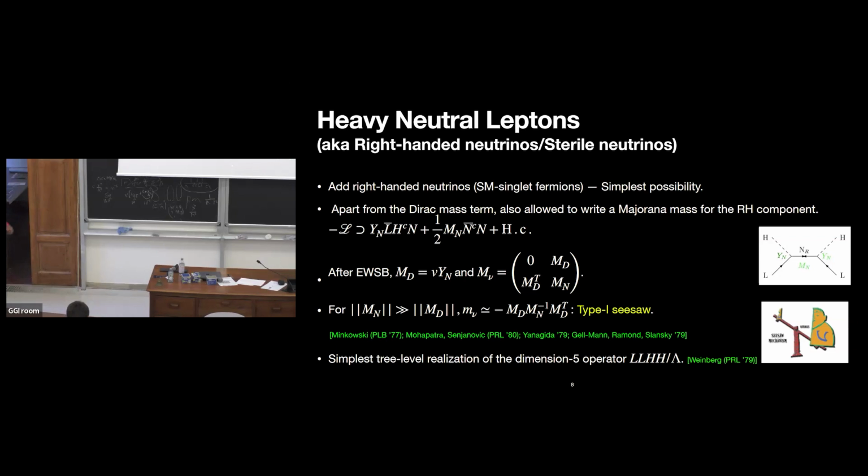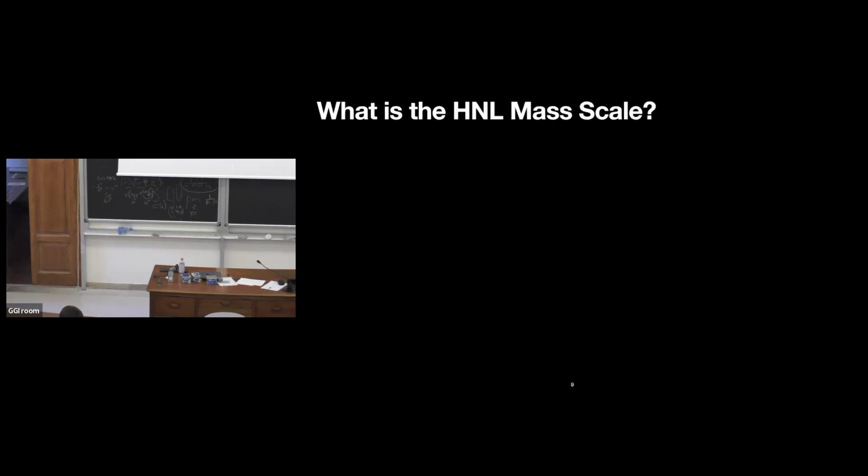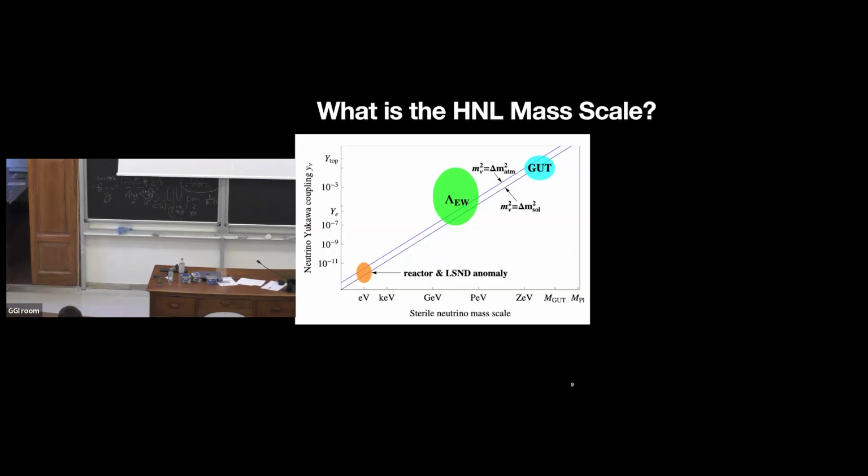But if you're doing a phenomenological bottom-up approach, then you cannot really tell what the scale is, right? Let's say we don't know anything about the high scale physics. We are just looking at the low energy effective theory, then we can't really tell what is the scale of the HNL. And in fact, its scale can be anywhere from eV scale all the way up to GUT scale, okay, in this theory. Now, depending on what you want to explain, what you want to solve, you can put the scale wherever you want. And people have done that.